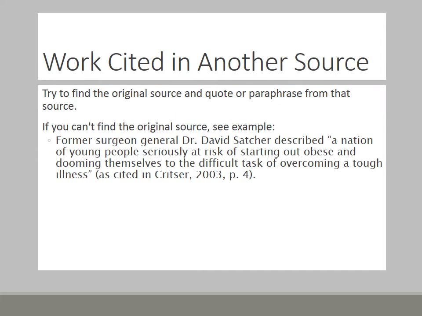You may come across a situation where you'd like to quote or paraphrase a source as cited in another source. The rule is you're to attempt to find the original source and use it, but sometimes you can't. For those situations, use the original source author in the sentence, but then in parentheses at the end of the sentence state as cited in the secondary source. In this case, it's the secondary source that is listed at the end of the paper, not the original.